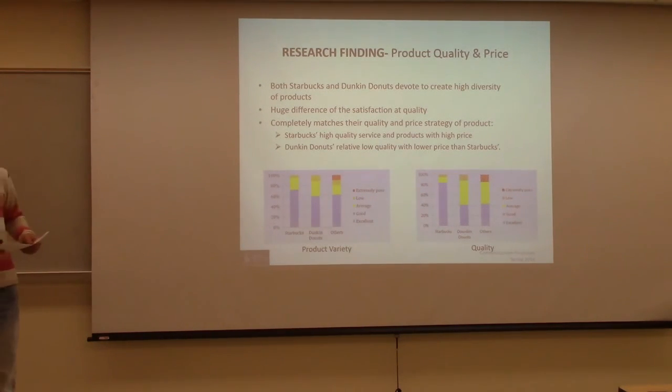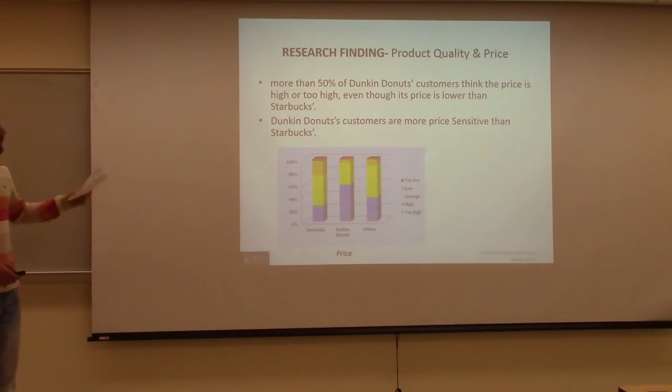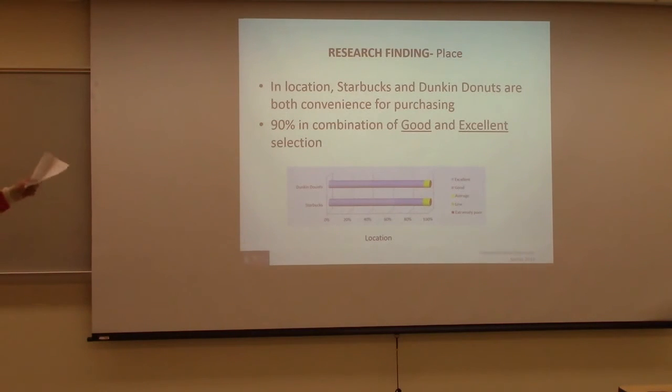In conclusion, as you can see, price here. Location. In location, Starbucks and Dunkin' Donuts are both convenient for purchasing. 90% in combination of good and service selection according to the graph.